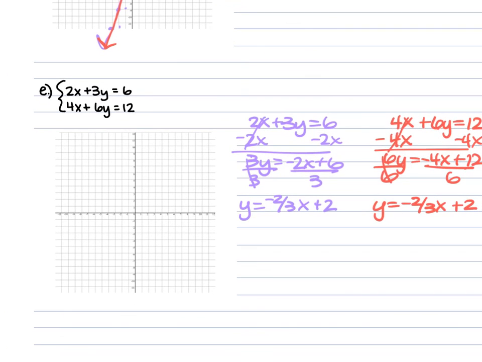So when I graph these, we're going to start at 2, and then go down 2 to the right 3. Or up 2 and to the left 3. So these lines are actually going to just go right over each other. So we have infinitely many solutions, which you can write that as well for your answer.